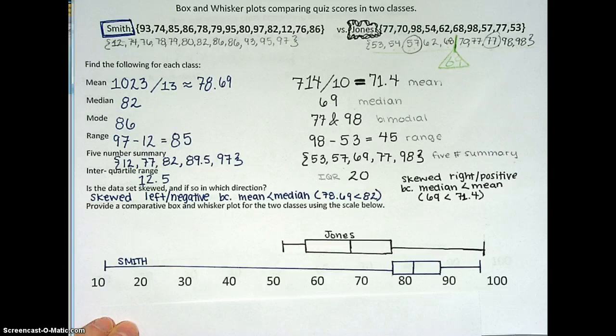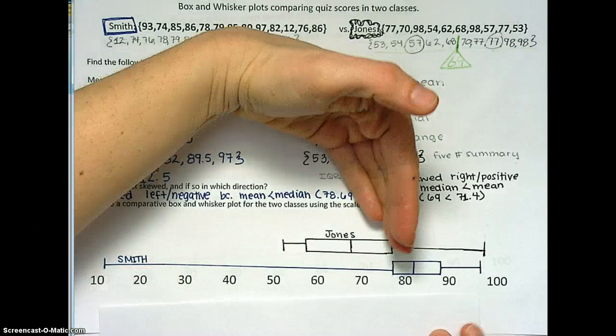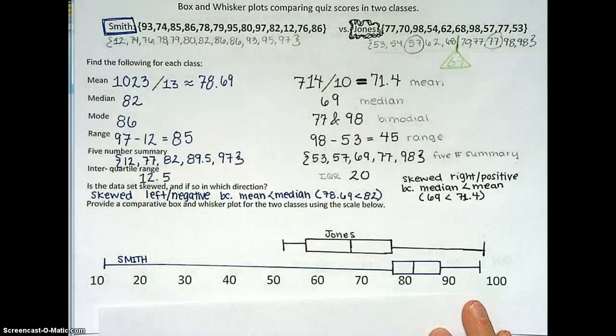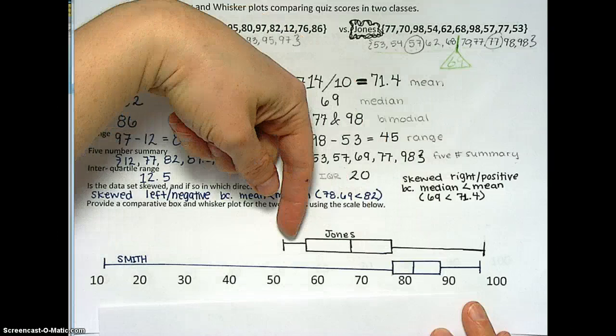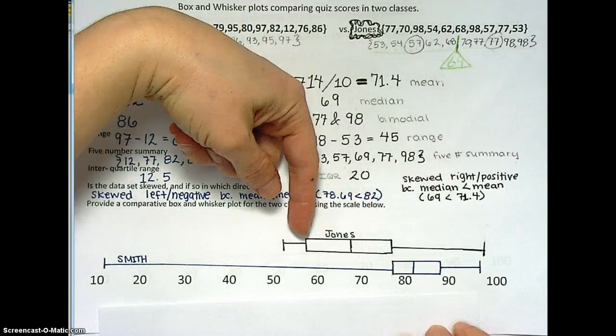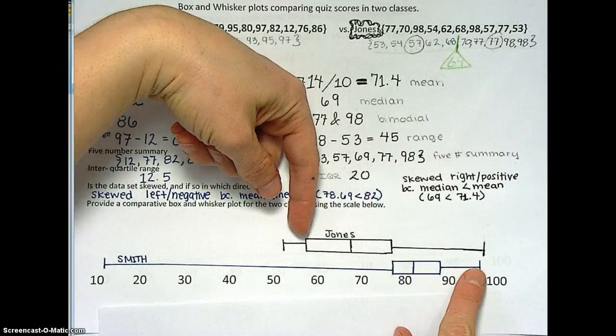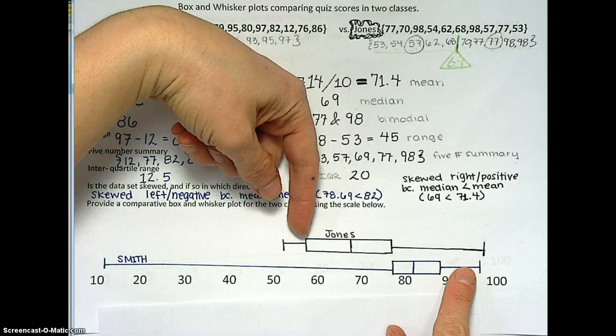Most of Mrs. Jones' class scored lower than Mrs. Smith's class. Okay, well, can we put numbers on that most? So here's the part of Mrs. Jones' class over here. Can you put any numbers on that? 75%? 75% of her class is over here, right? And they're below 75% of Miss Smith's class. So that is definitely most.